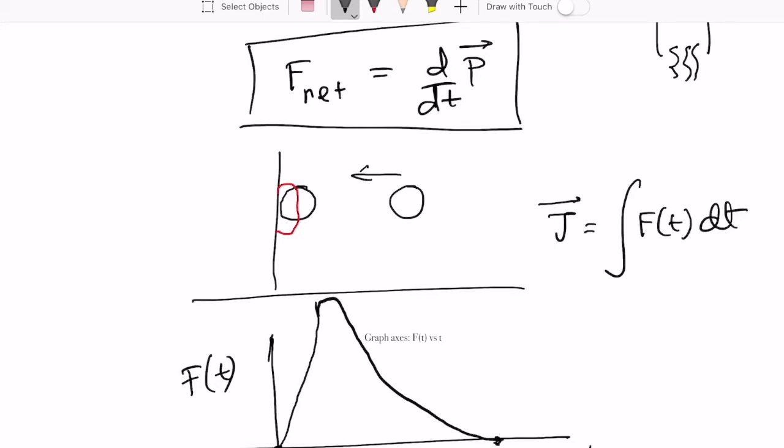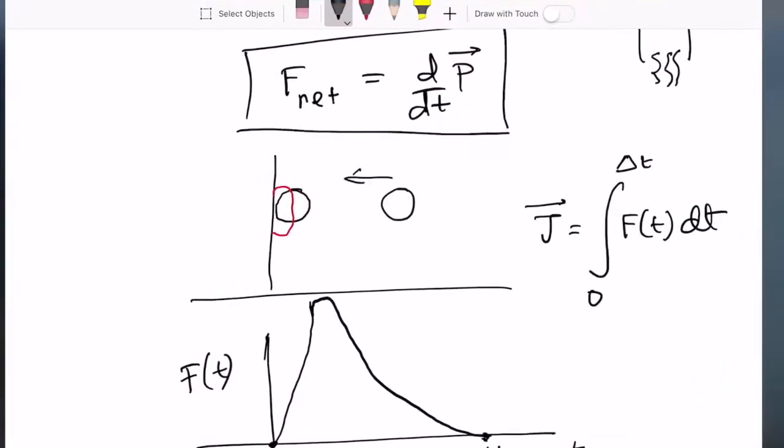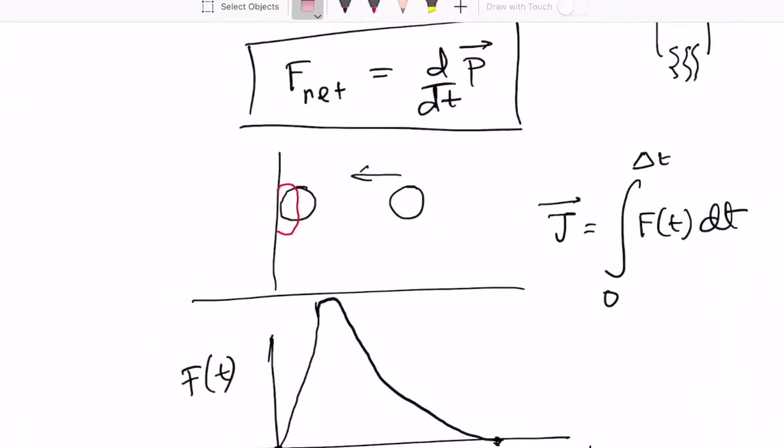So if the force acts from t equals 0 to t equals delta t or something like that, then this will just be 0 to delta t. I think in the PowerPoint I say t initial to t final, which really means the same thing. Maybe I'll just do that, t initial to t final, just to make it match with the PowerPoint. So that is the formal definition of impulse.